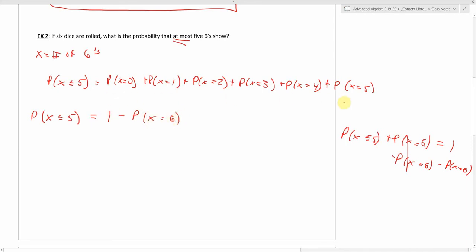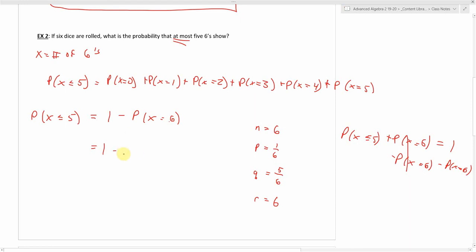So rather than compute 6 different probabilities, we can just compute the probability of getting all 6 dice to show 6, and subtract that from 1, because getting 5 or less is the complement. And then we can just do our typical binomial probability. We know we're going to do 6 trials, 6 dice are rolled, and the probability of getting a 6 is 1 out of 6 on a fair die. The probability of not getting a 6 is 5 sixths, and we want to know the probability of getting all 6 to be 6s.